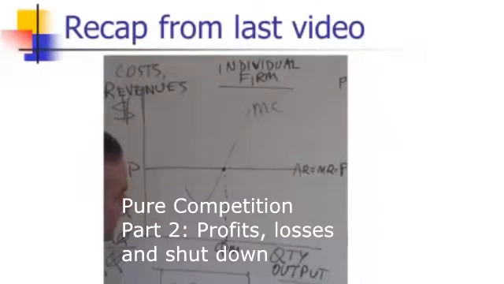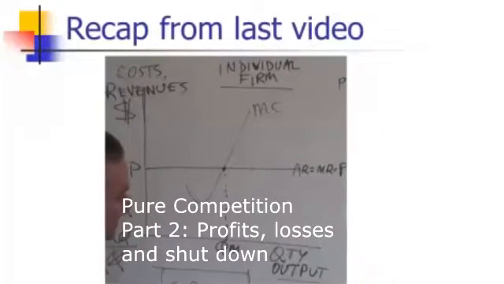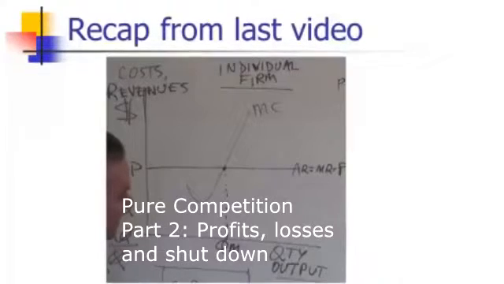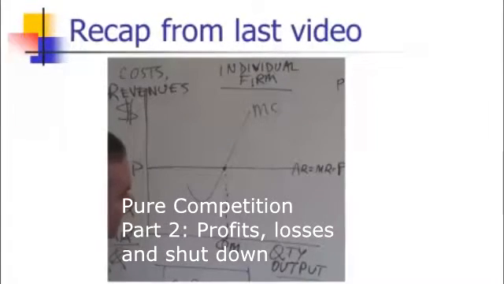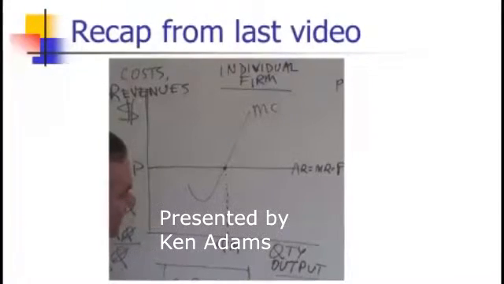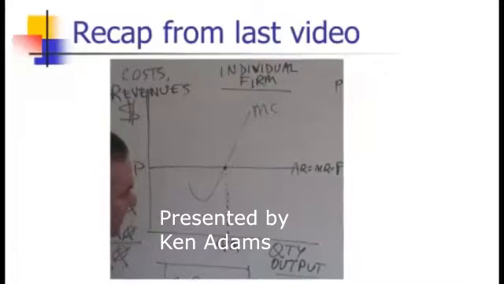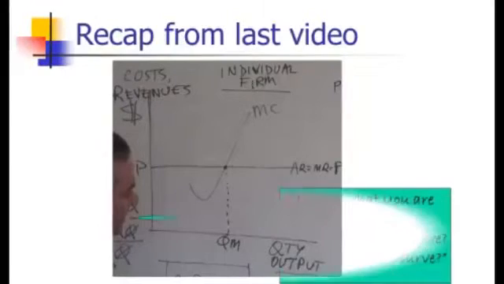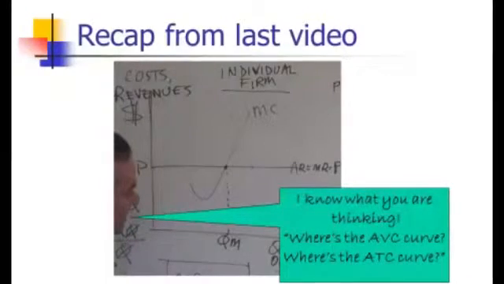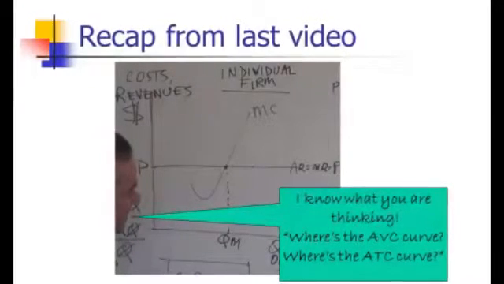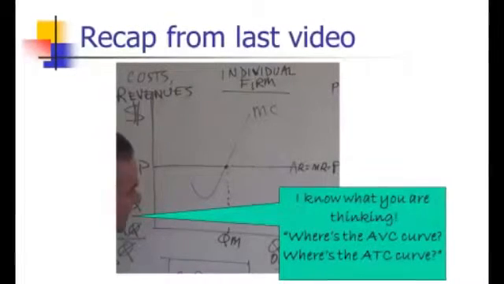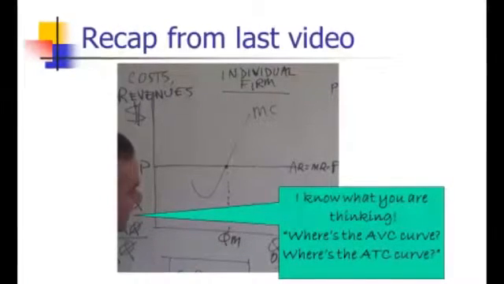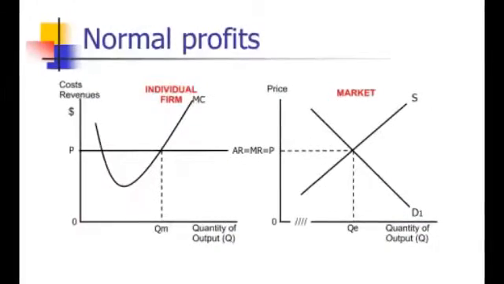We finished up with an explanation of what we call the profit maximising rule, MR equals MC. Now, on our little model here, I suggested to you that there was a couple of things missing. I know what you're thinking. Where's AVC and where's ATC? Because this is our short run average cost profile. Let's put them in.